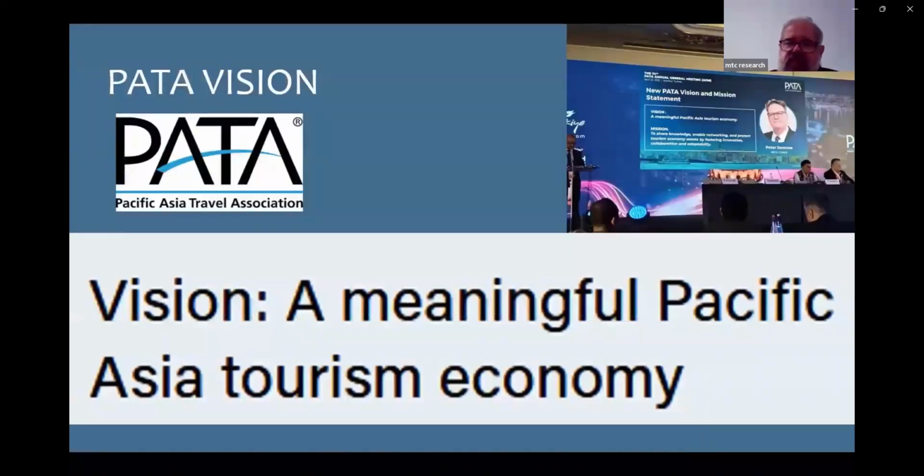Also to mention, we are very proud that in the middle of the year, PATA used our approach as the official vision statement. So you can see on the picture the moment when this was announced, and it was voted with 100% yes, that the official vision of PATA is now a meaningful Pacific Asia tourism economy.